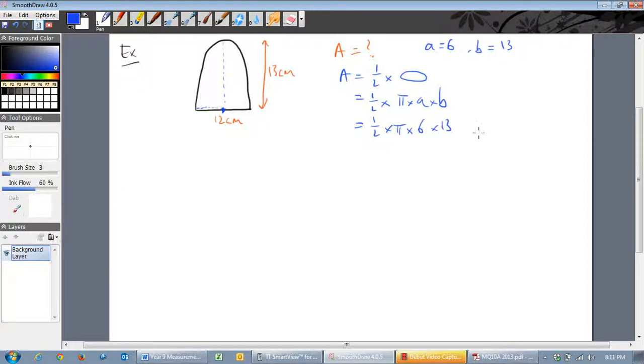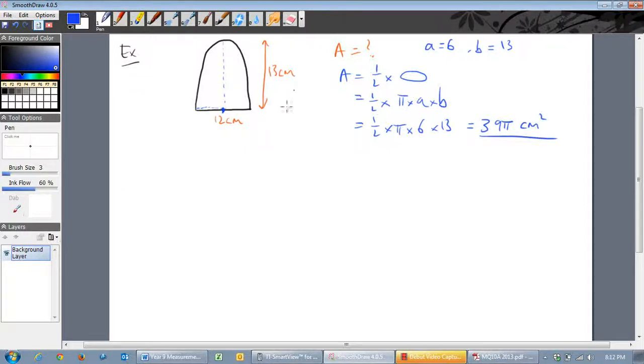So the area is going to be half times pi times A times B. Chuck it in your calculator. In fact, I'm just going to do this in my head. So half of 6 is 3. 3 times 13 is 39. So that's just going to be 39 pi. There we go. It's 39 pi. I'm going to leave it in Year 10 form because we're doing Year 10. So let's just say 39 pi, and it's going to be centimeters squared because we're doing area.